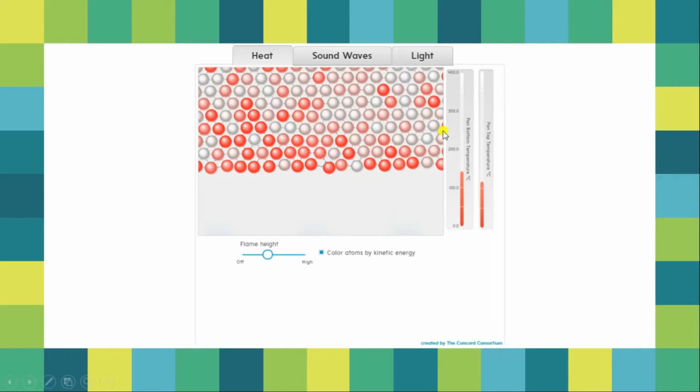Right here we're going to have the temperature, and right here we're going to control the flame, how much fire we will have, and right here we can activate these red bulbs so we can actually see the energy transfer going on. It is to say, the kinetic energy in motion.